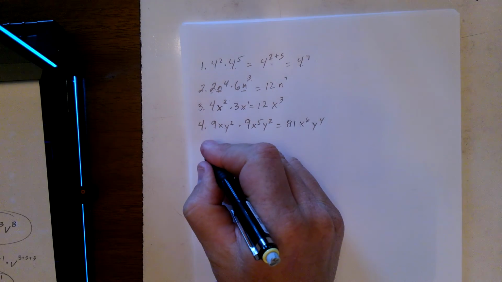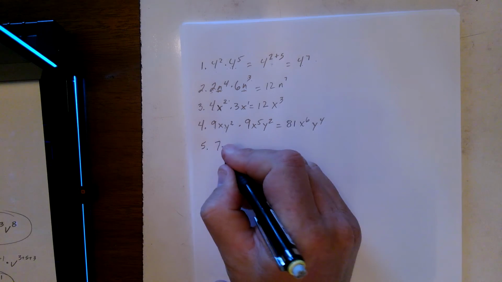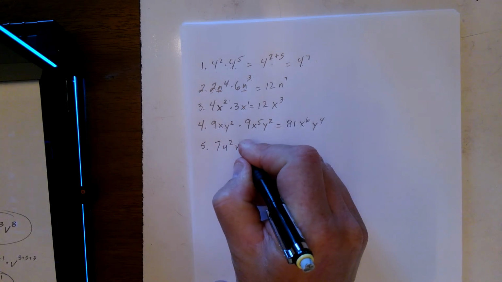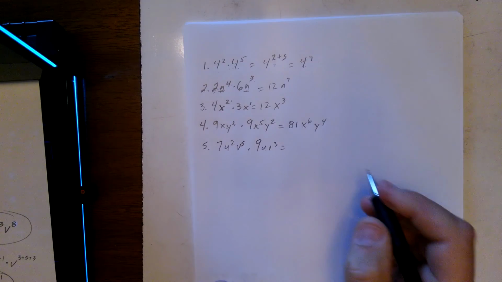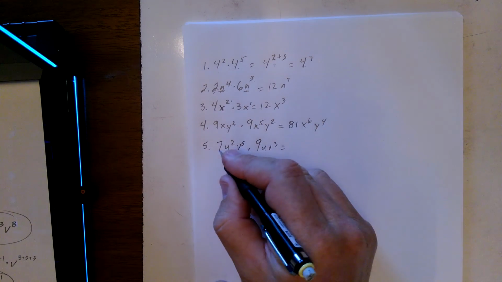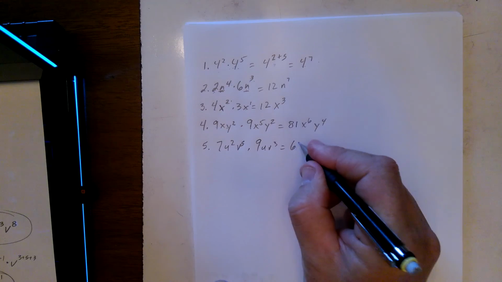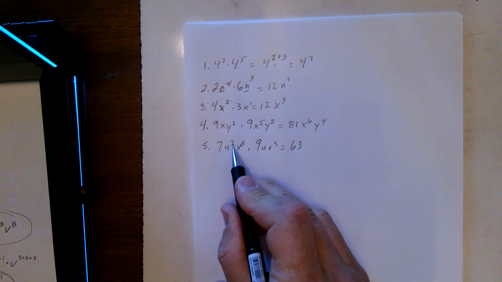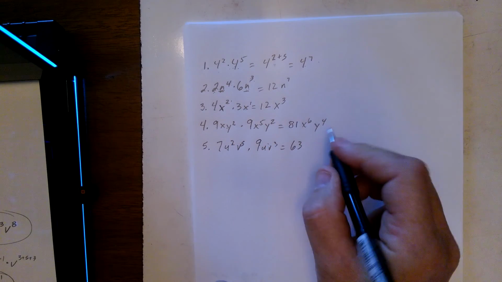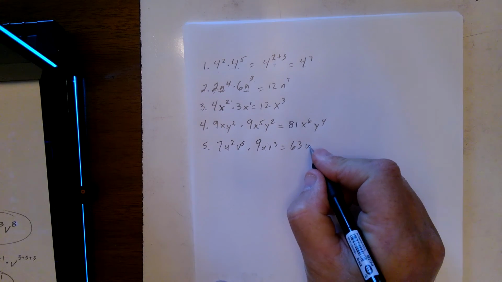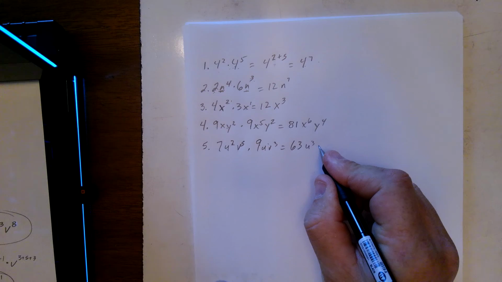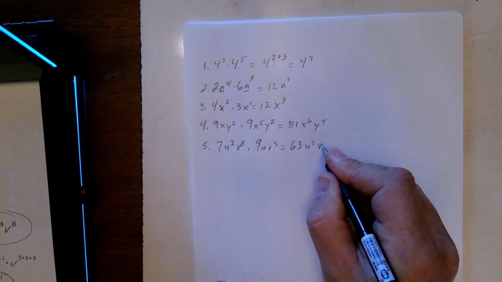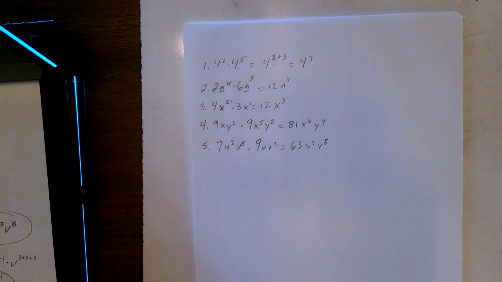And the last one, number 5, is 7u squared v to the 5th times 9uv cubed equals, okay, that's going to be 7 times 9, 63, u to the 2nd times u to the 1st, u to the 2 plus 1, u to the 3rd, v to the 5th times v to the 3rd, v to the 5 plus 3, v to the 8th.